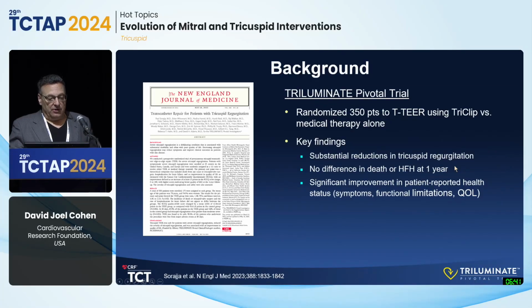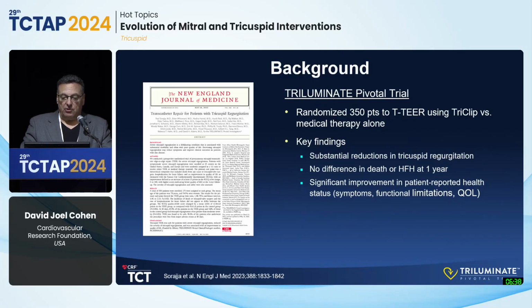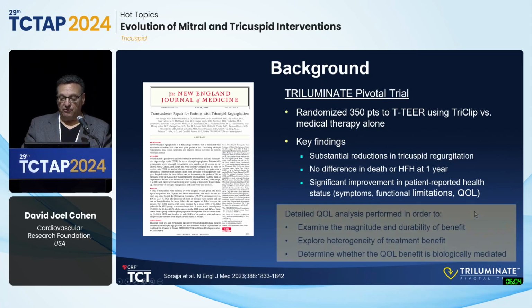So by way of background, we know the main results of the TRILUMINATE trial. There were 350 patients randomized in the pivotal phase. There actually were a total of about 580 patients randomized that were reported more recently, but we're going to focus on these 350 patients who were reported in the New England Journal of Medicine. The main study showed substantial reductions in TR, no differences whatsoever in death or heart failure hospitalization at 1 year, but a significant improvement in the patient-reported outcomes as measured by the KCCQ, including symptoms, functional limitations, and quality of life, and these are what drove the primary endpoint and led to FDA approval of this device.